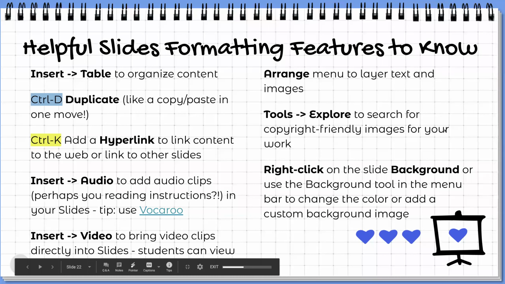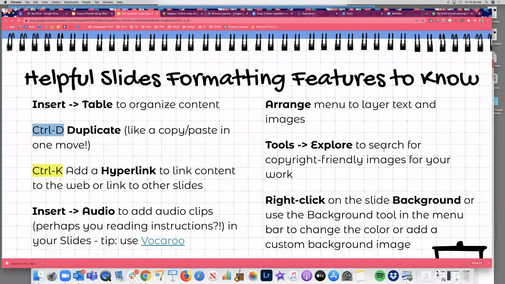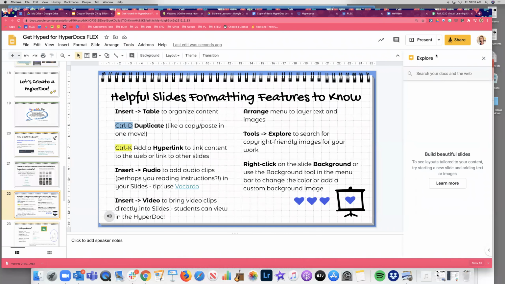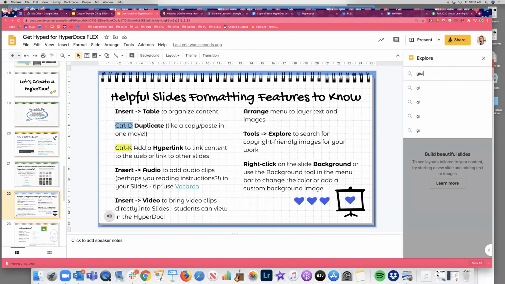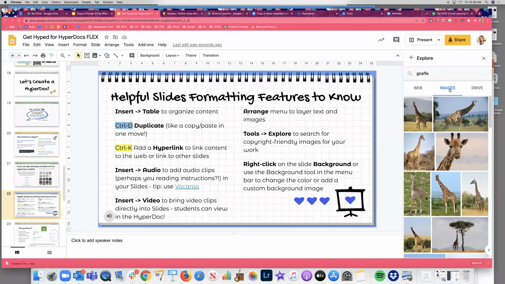Other things you should know about: use your arrange menu to layer text and images. Use the Explore tool in Google Docs and Google Slides to find copyright friendly images for your work. And if you've never done that before, it is here. Tools, Explore. And you can do a keyword search if you need a picture of a giraffe for your slide. You can search on giraffe, and then your images. These have been filtered by usage rights.